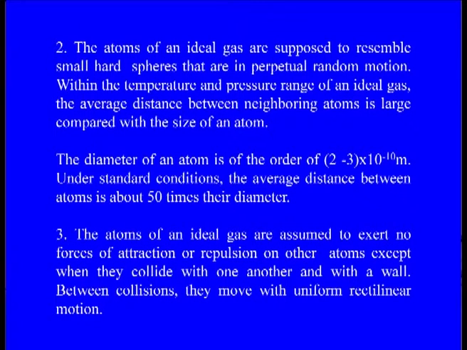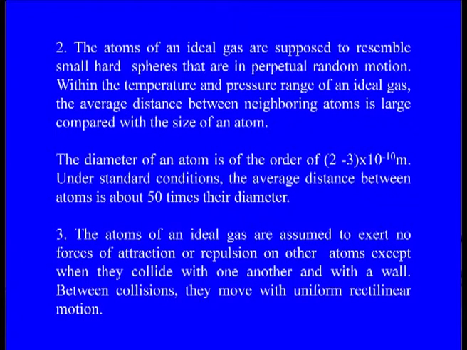The diameter of an atom is of the order of 2 to 3 Angstrom. Under standard conditions, the average distance between atoms is about 50 times their diameter. That means the interactions among the constituents are very small. So, they can be treated as free streaming particles inside the container of the gas. Third assumption is the atoms of an ideal gas are assumed to exert no forces of attraction or repulsion on other atoms except when they collide with one another and with the wall. Between collisions, they move with uniform rectilinear motion.